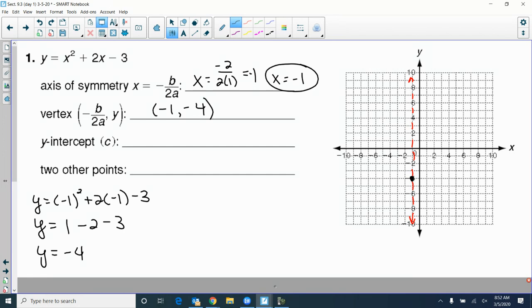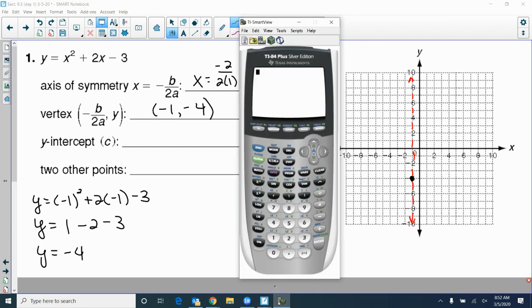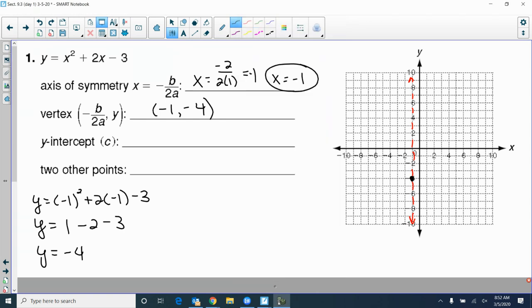Does this graph open up or open down? Cindy? That is not right. What did you get? I got 0. You got 0? What? Okay. When you plug in -1, did you put it in parentheses? All right, so you get -4.